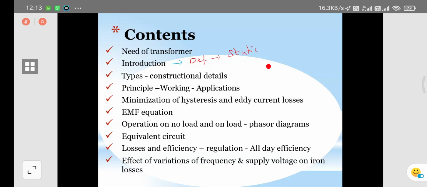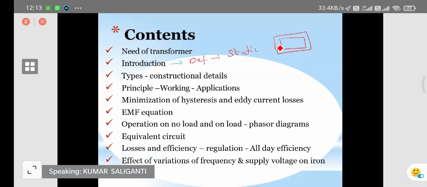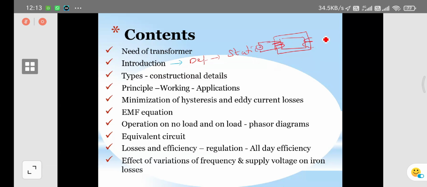Suppose let us consider this is a transformer. This is the primary, this is the source here. This is the secondary, this is the load here. This is the primary winding, and this is the secondary winding. This is the core, the transformer core. This is one part, and this is another part here.